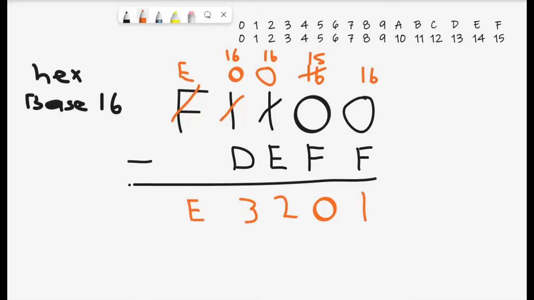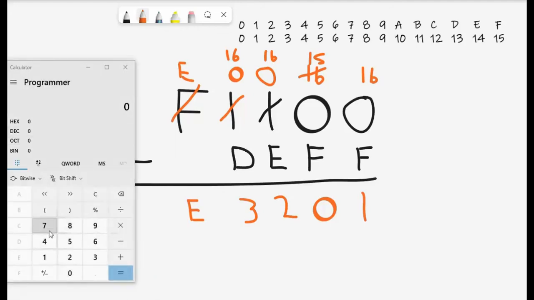And let's check the calculator and see if we have the... So we're going to say hexadecimal. F1100 minus DEFF. Drum roll. E3201. We got it.